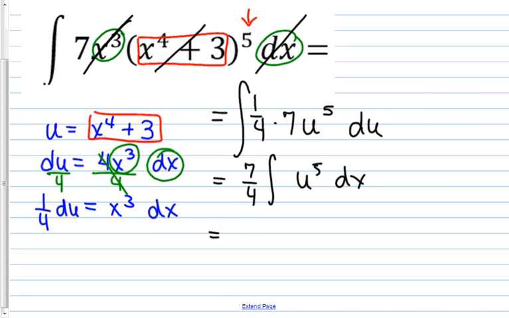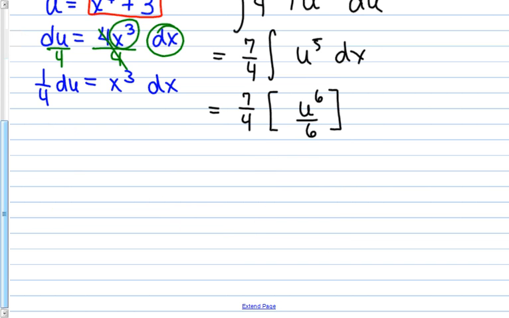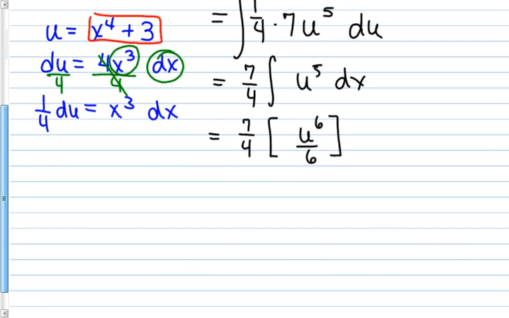So u to the 5th becomes u to the 6th divided by 6. And then, no, this is indefinite. So you can pull out the 6 also, right? And so I'll have 7/24. And then the u to the 6, I'm just going to go ahead and actually replace u with what it originally was, x to the 4th plus 3.